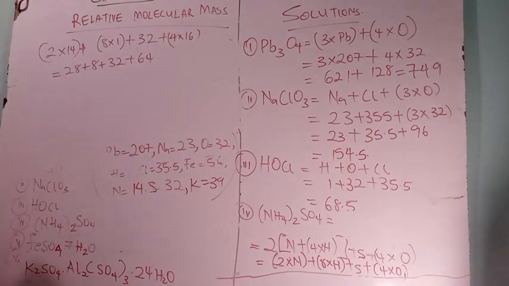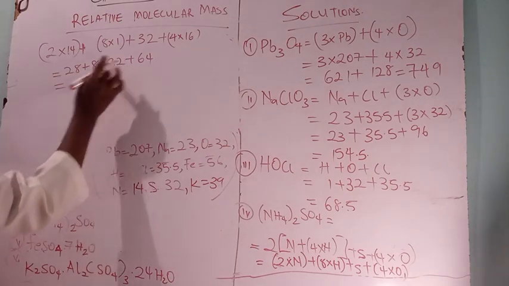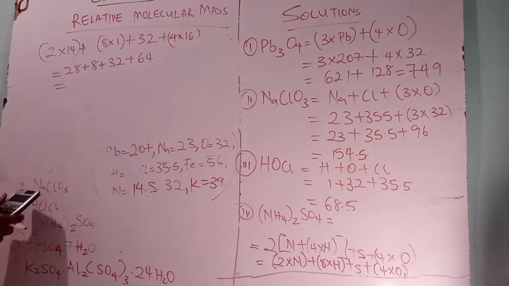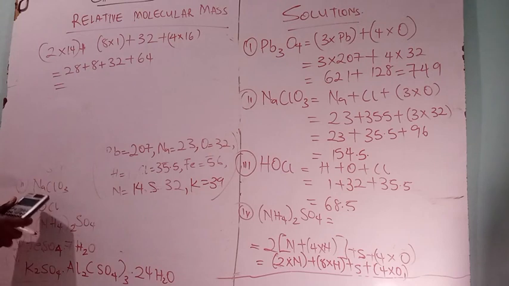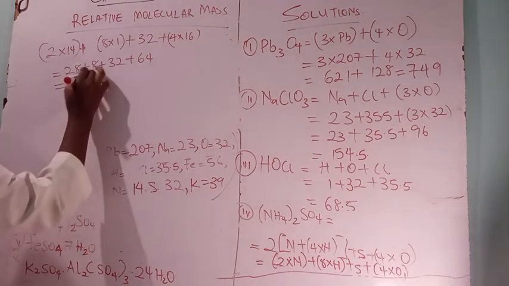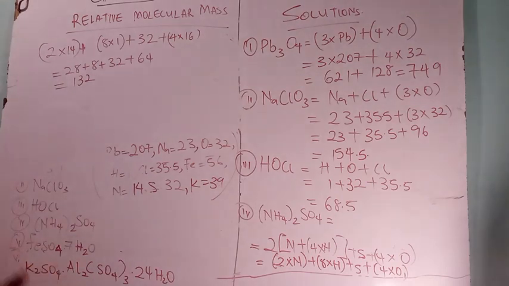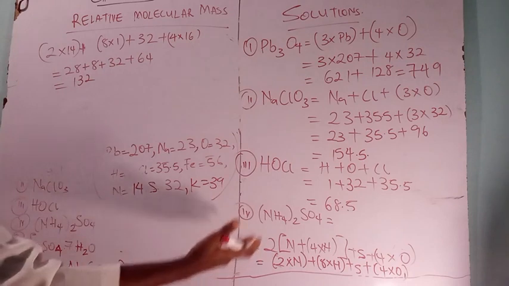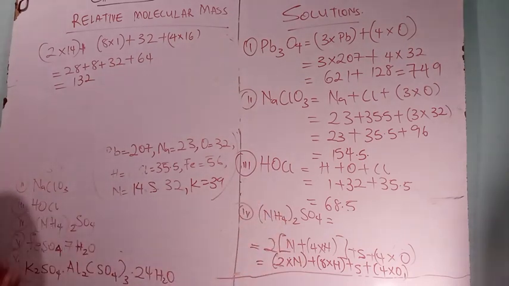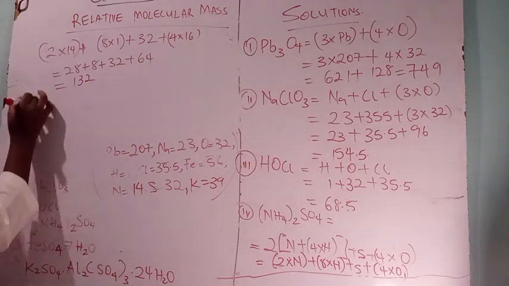Isn't it? That is 28 plus 40 plus 64. 132. Relative molecular mass of ammonium sulfate. The next one is iron 2 sulfate hexahydrate.